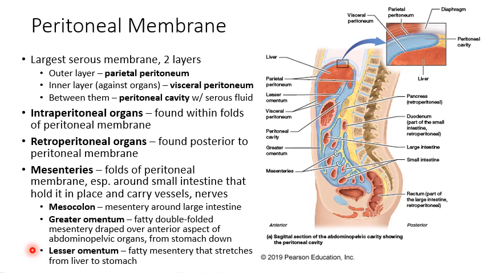We're only going to learn a few of the names. So first you have the mesocolon, which is the mesentery that wraps around the large intestine. Then you have the greater omentum, which is the mesentery where it's double folded between the stomach and the small intestine. So the greater omentum would actually be right here.